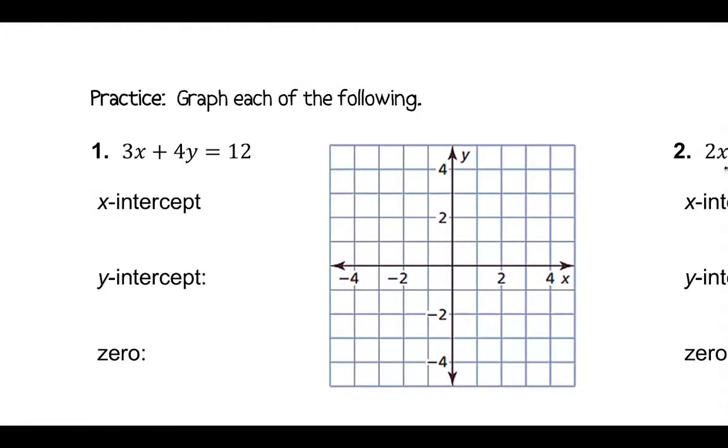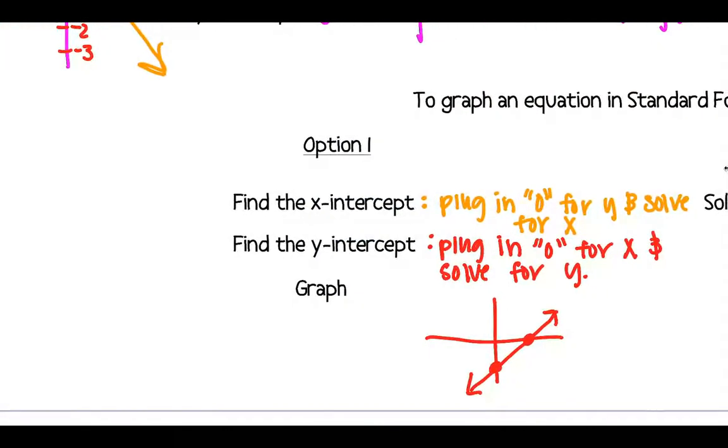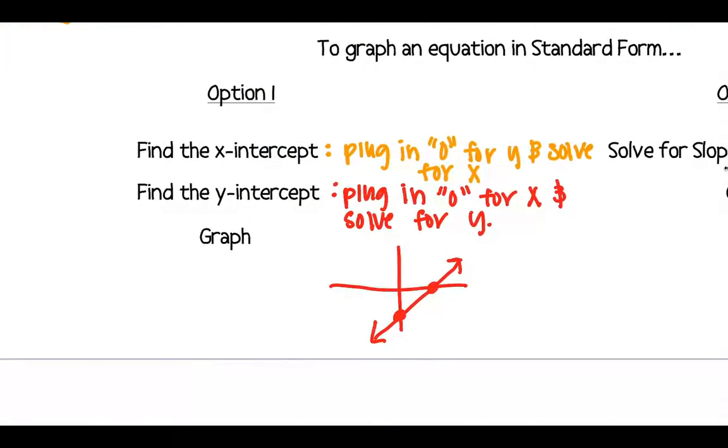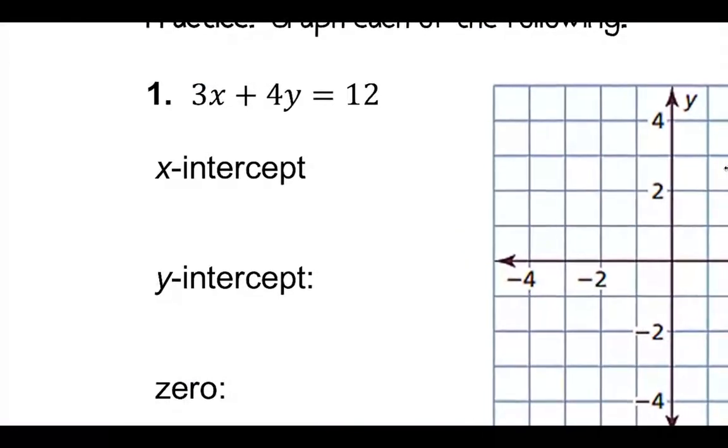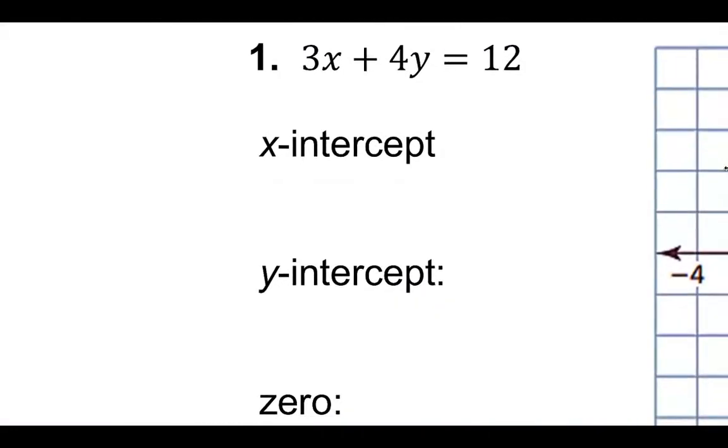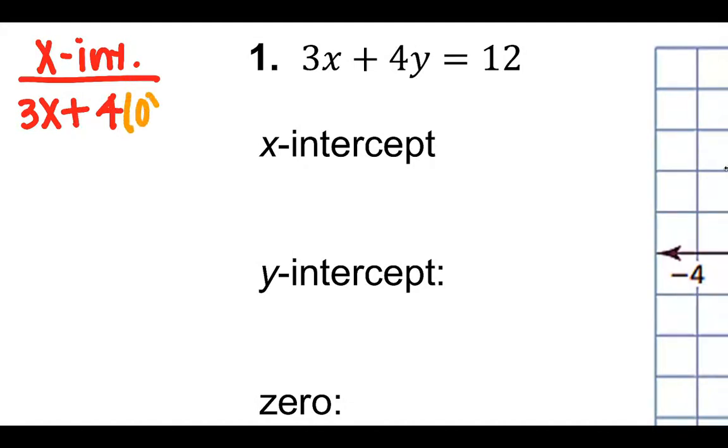So for the first one, I think I'll do option 1, which is find the x- and y-intercept, and then graph based on the intercepts. So I think that's what I'm going to do for that first guy. So first is to find the x-intercept. So to find x, I'm going to plug in 0 for y and solve for x. So 3x plus 4, I'm plugging in 0 for y.